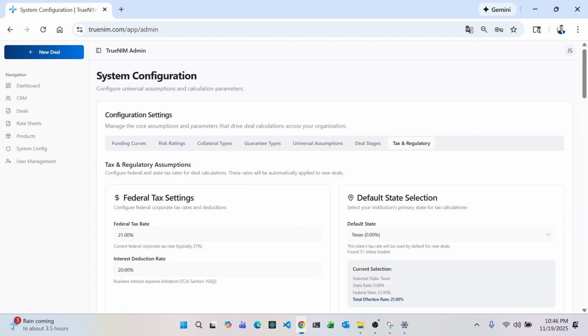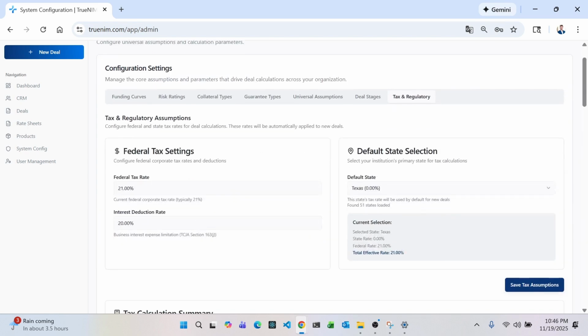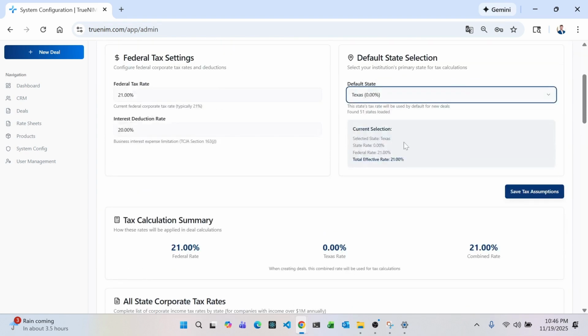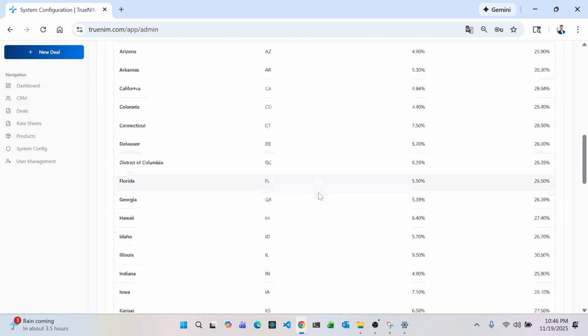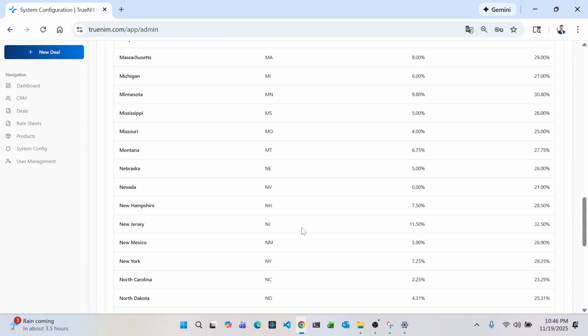We have taxes and regulation, which is going to be the federal taxes, and then your default state tax that you want to be based on where your financial institution is. And we have all the tax rates associated with every single state pulled in as well.